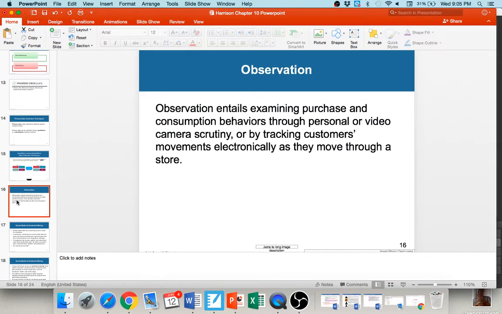So as we look at some different types of primary data, we have observation. Observation is exactly what it sounds like. You are observing someone do something. Typically you're examining purchases and their consumer behavior, their consumption behavior, maybe in person or via video cameras, or maybe you're just tracking their movements electronically as they move through a store. We'll talk about an Amazon Go store and how that actually happens, and without any people in it, they can sit and observe everything that you do.